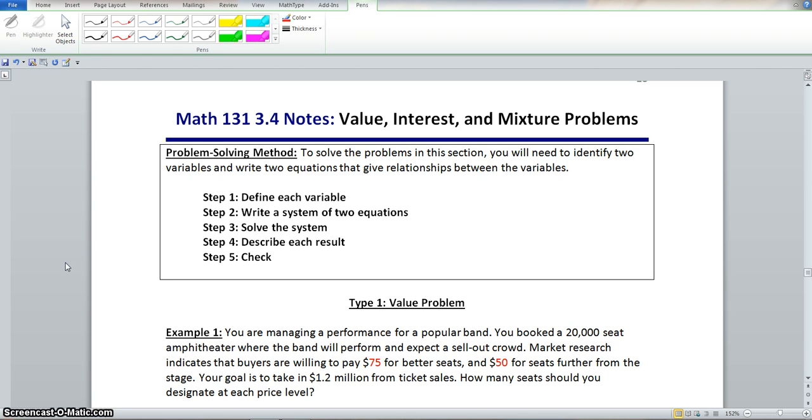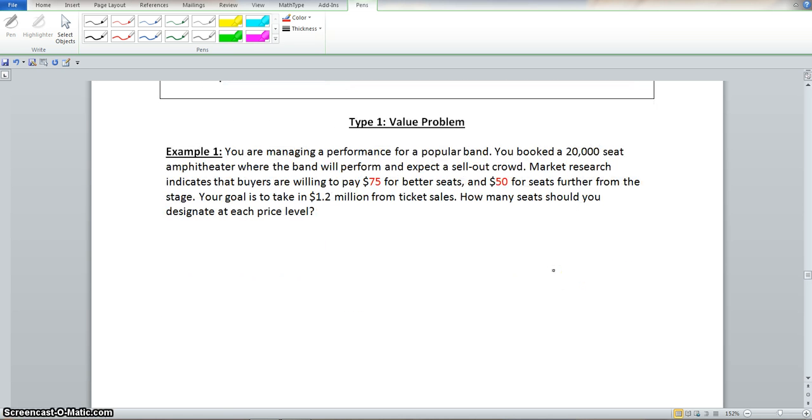Step 1, define each variable. Step 2, write a system of two equations. Step 3, solve the system. Step 4, describe each result. And step 5, check. Now let's take a look at this first problem.